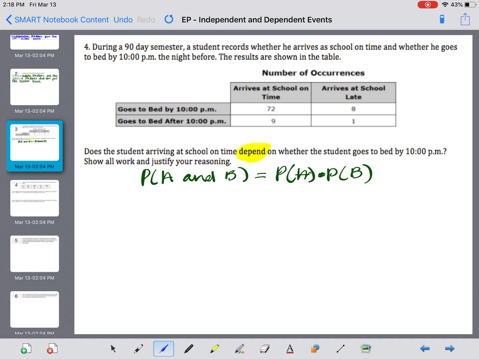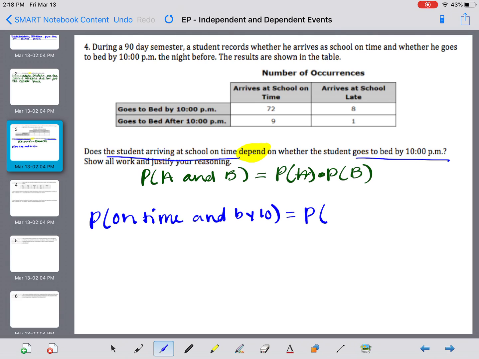So the first thing, does the student arrive to school on time? So that's the probability of on time. And what we're seeing is if it's dependent on goes to bed by 10. So I'm going to say by 10. We have to see if that's equal to the probability of on time times the probability of bed by 10. Okay, to see if that's true.